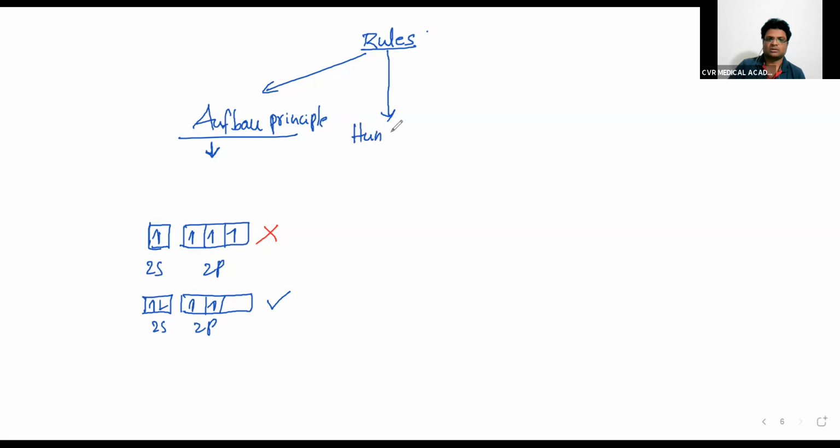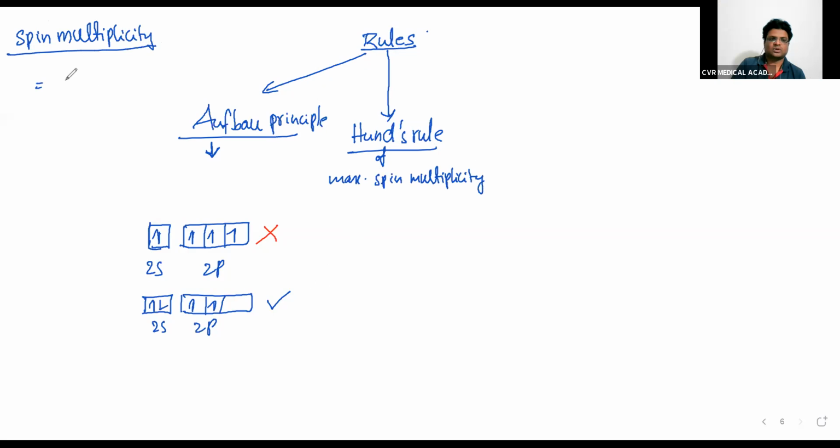Then Hund's rule. What is it according to Hund's rule? All degenerate orbitals must be half filled. Hund's rule of maximum spin multiplicity. There is also another term, spin multiplicity, to be discussed here. You can write it aside. Spin multiplicity is equal to 2 sigma s plus 1 or 2s plus 1, where small s is sigma s. If it is capital S, it is total spin of all electrons.